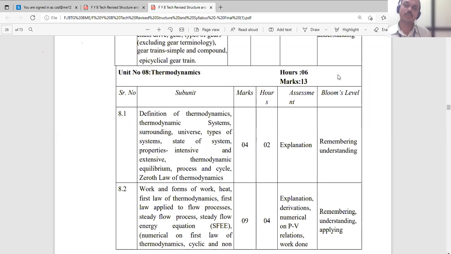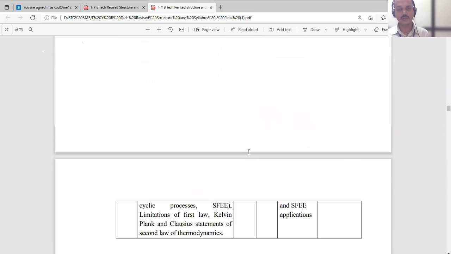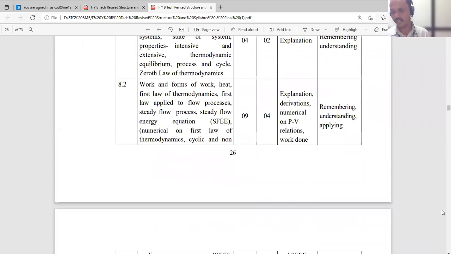Okay. So this is having 4 marks. Then we will proceed to the next point, and then our syllabus is over and our lecture is also going towards the end. So next point number 2, work and forms of work.